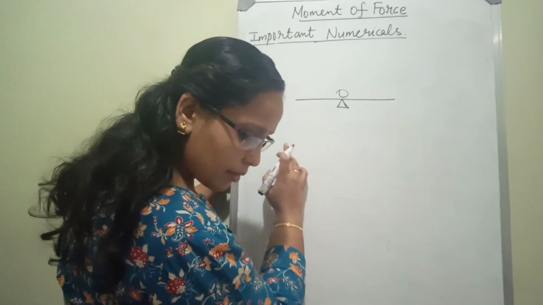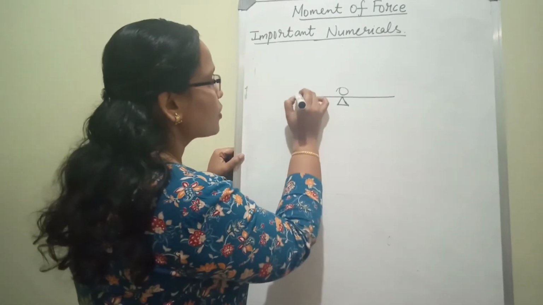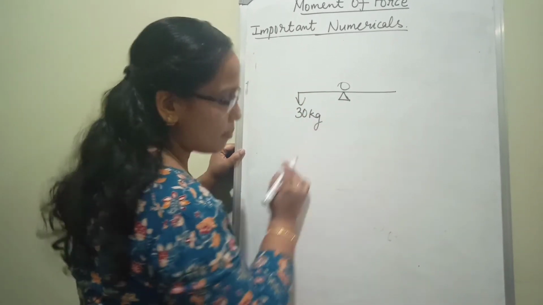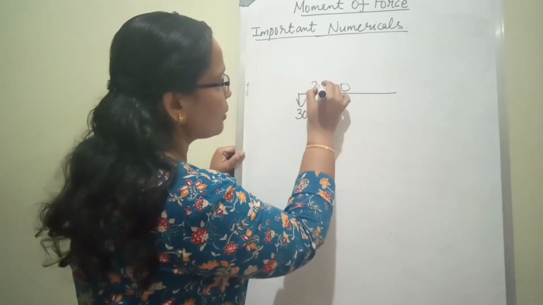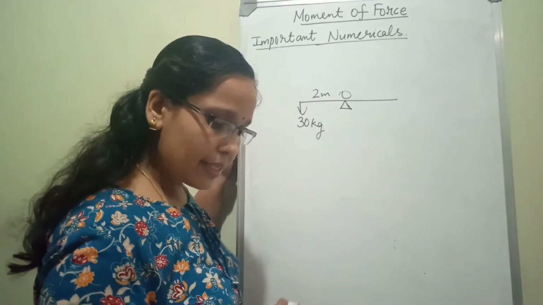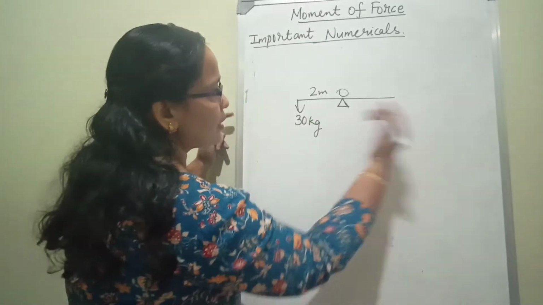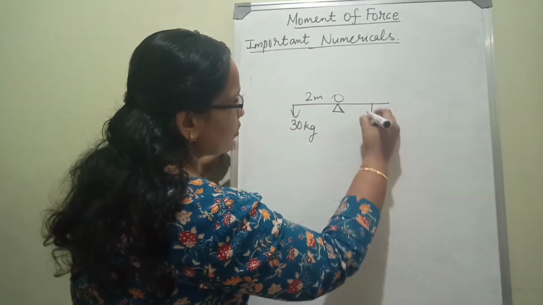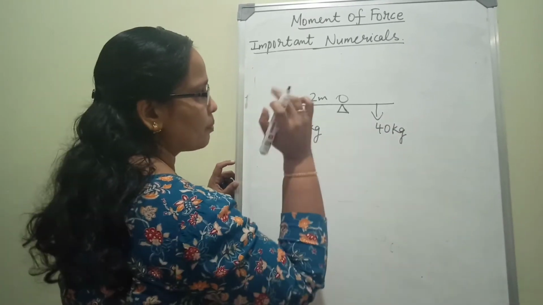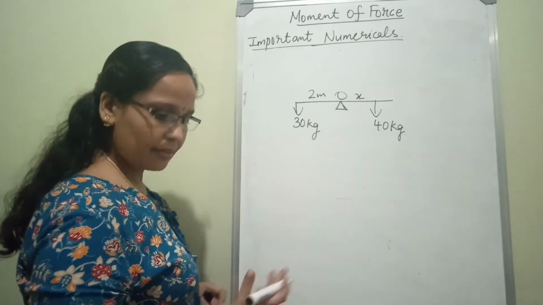The boy is sitting, 30 kg, at a distance of 2 meter from the middle. Suppose this boy is sitting, 30 kg is his mass, at 2 meter distance. Where should a boy of mass 40 kg sit so as to balance the seesaw? Somewhere on this side we have to place the 40 kg, and this distance we have to find, so we mark it as x, unknown.